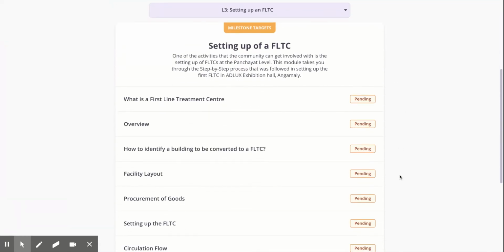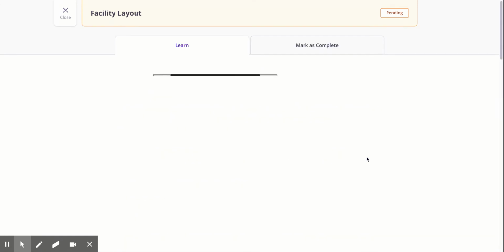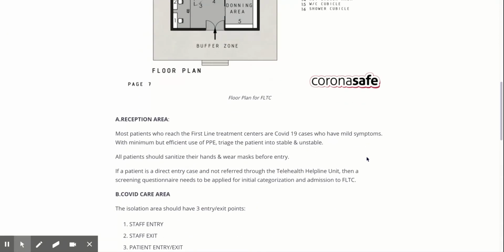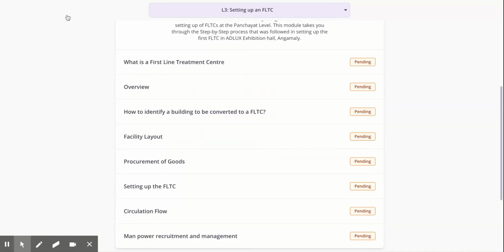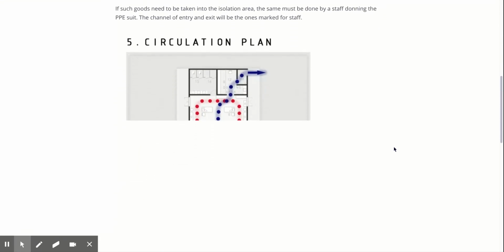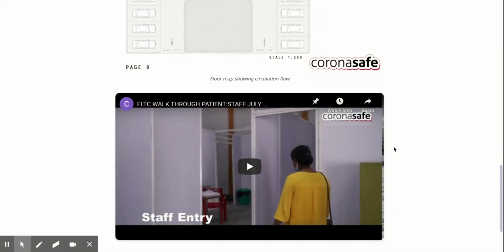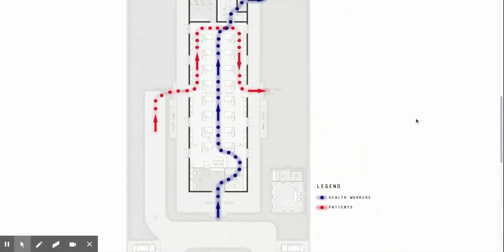Level three deals with setting up of FLTCs. Here again, we have the course content in the form of images, text, as well as embedded videos. Here we have very detailed explanation on how to set up an FLTC and even a walkthrough video of one of the example FLTCs.